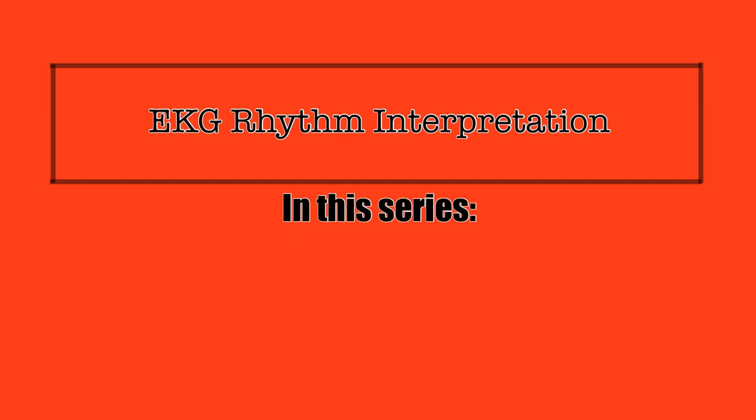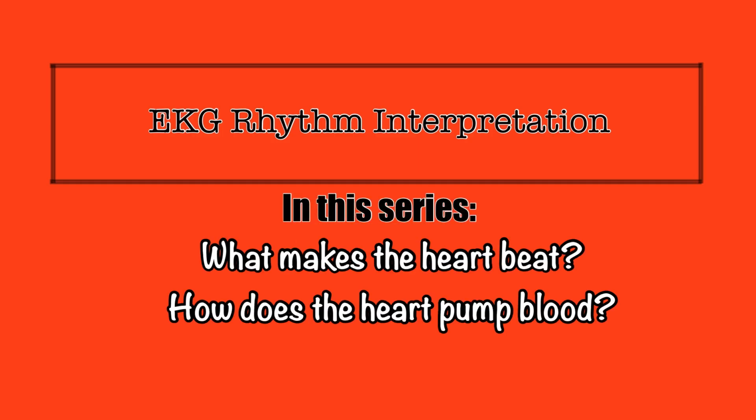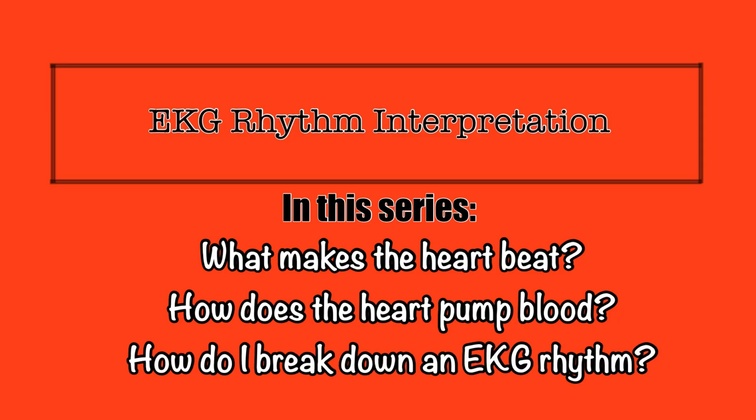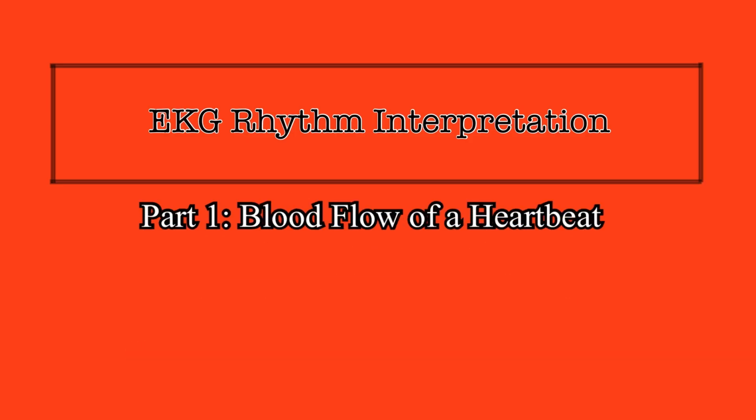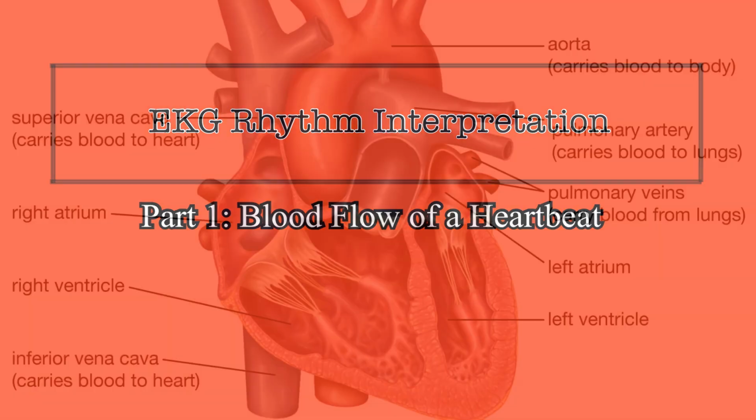We'll begin by understanding what makes the heart beat and how it pumps blood. And then, with an understanding of how things function, we'll dive into the EKG rhythm, learning how to break down rhythms, identify changes, and interpret those rhythm findings to help us in treating our patients. But in order to really understand why an arrhythmia causes a problem, you have to understand how blood is supposed to flow in and out of the heart. So we begin this series with a video that will look closely at the mechanics of a heartbeat.